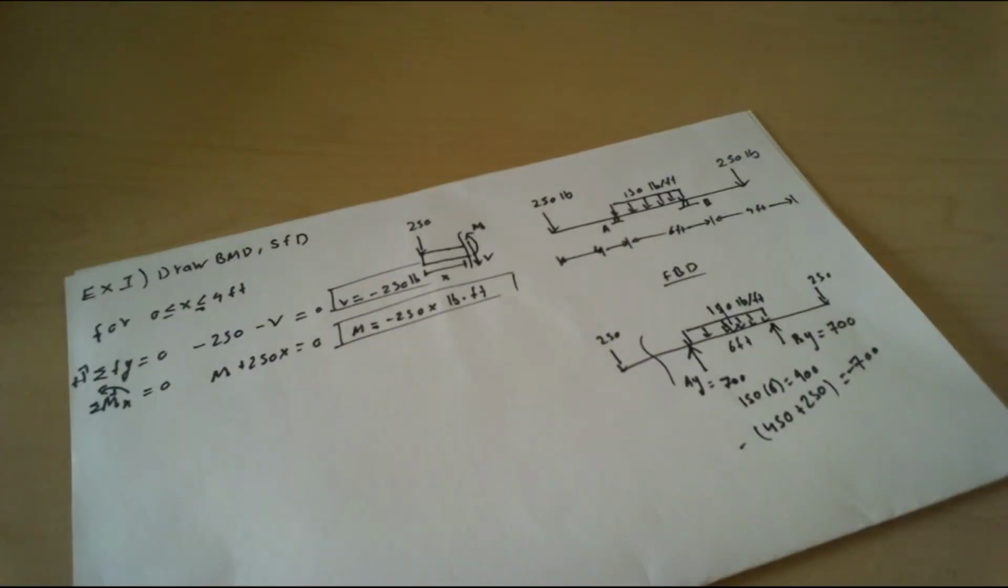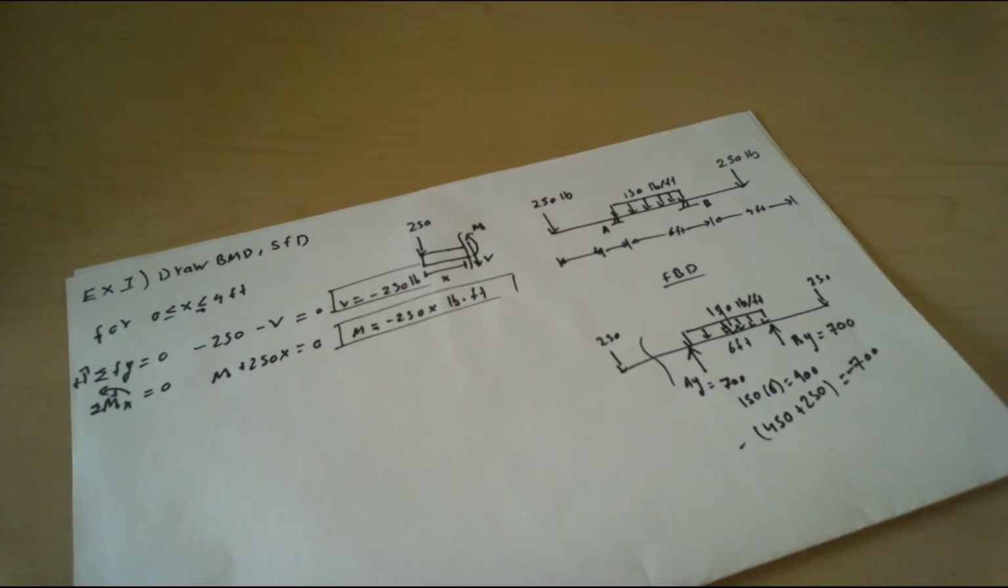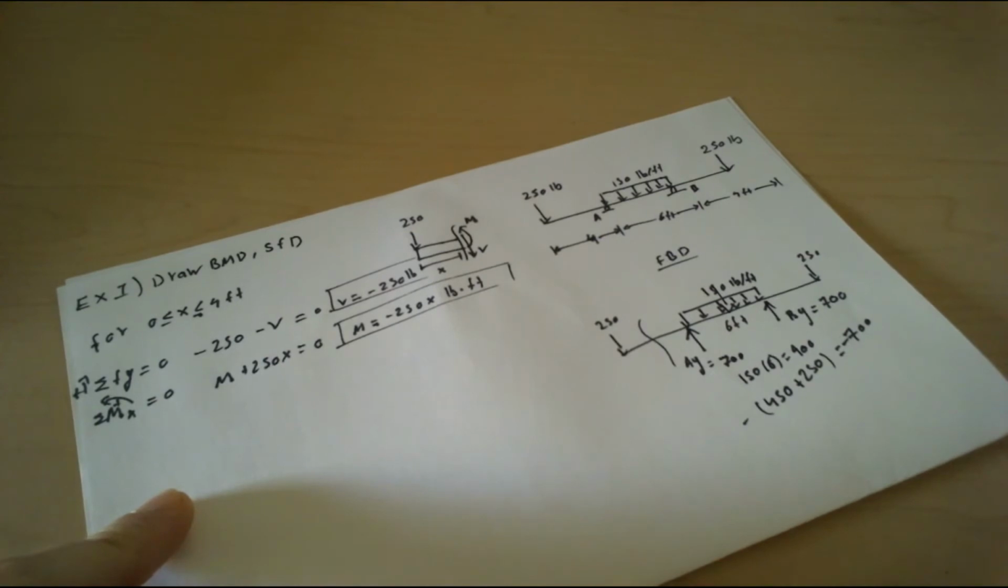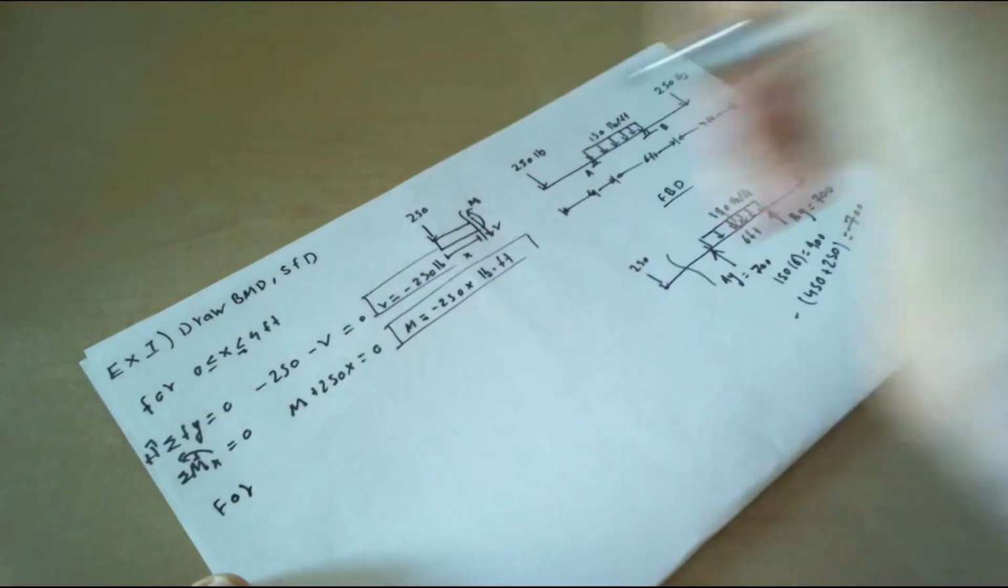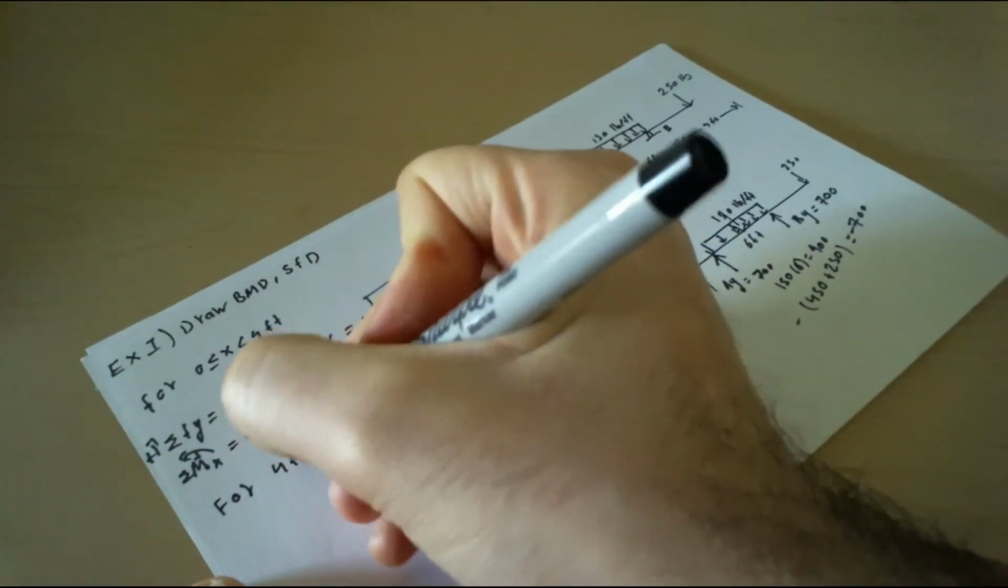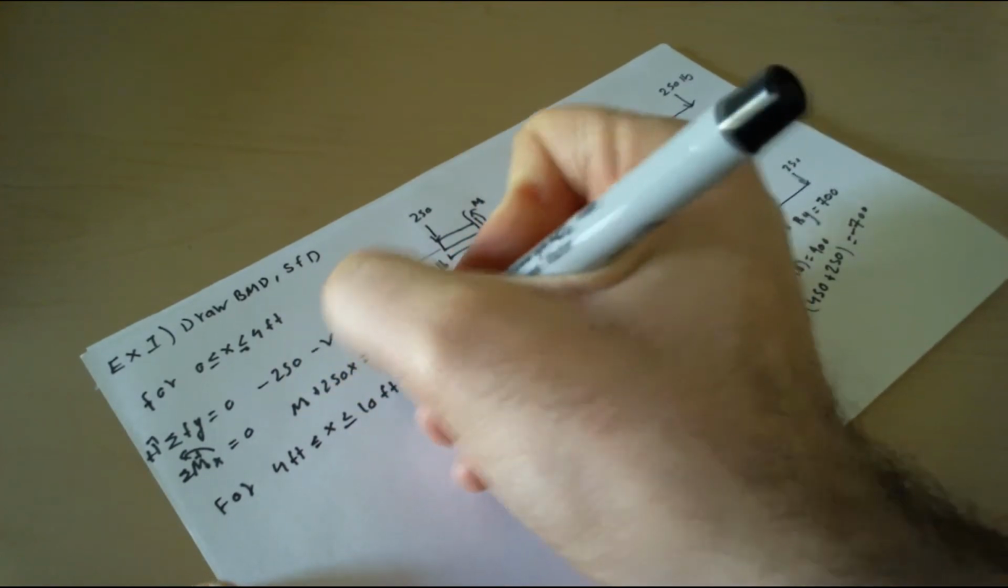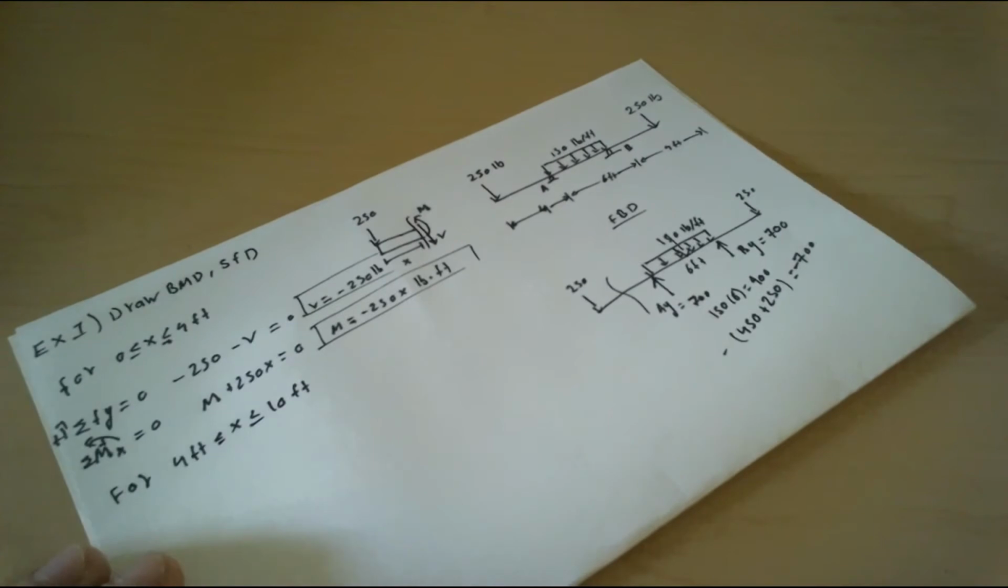Okay, now we have to decide where the next cut should be. The next cut is always on the next section of the beam. So we did from the free end to A, and right now we're doing A to B. So this means that now we are doing 4 feet less than x less than 10 feet.